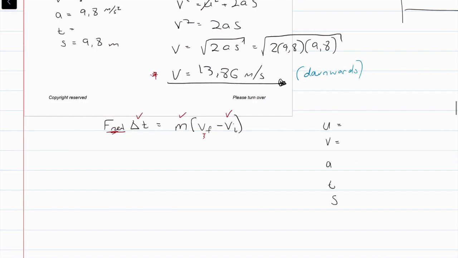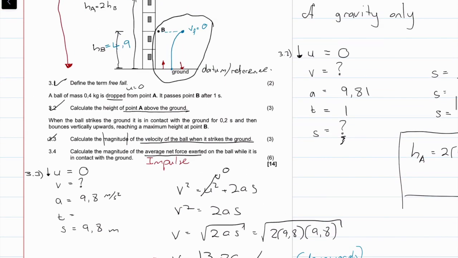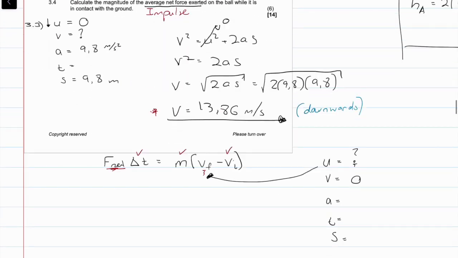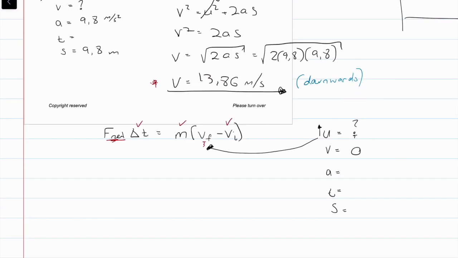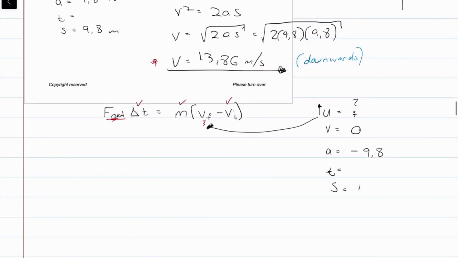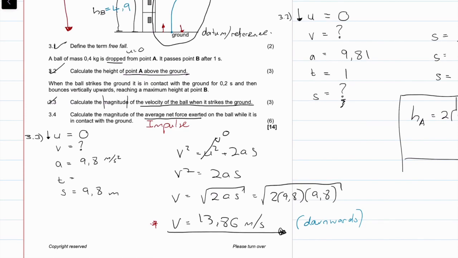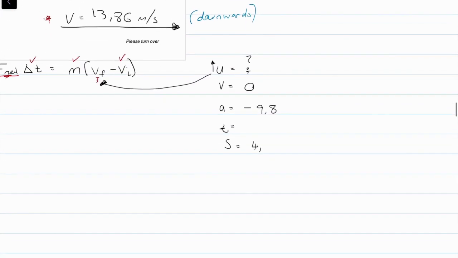So my initial velocity here is going to be equal to my final velocity for this scenario. Okay, so my initial velocity is my unknown. My final velocity is 0 because I'm using it for that height right there. Let's dictate a direction. I'm going to take upwards as being positive. So my acceleration is going to be minus 9.8. My time is also an unknown, and my displacement is upwards, and it's half the distance, so it is 4.9 meters.